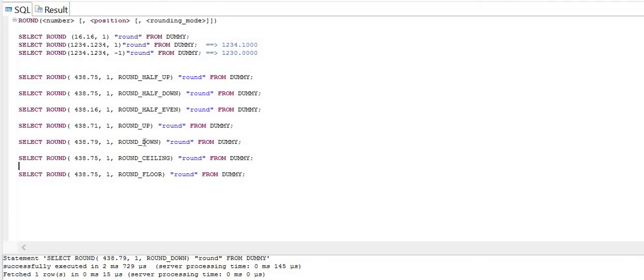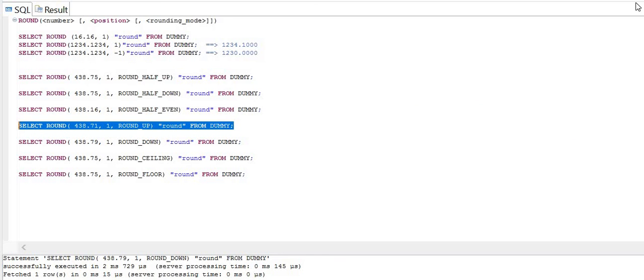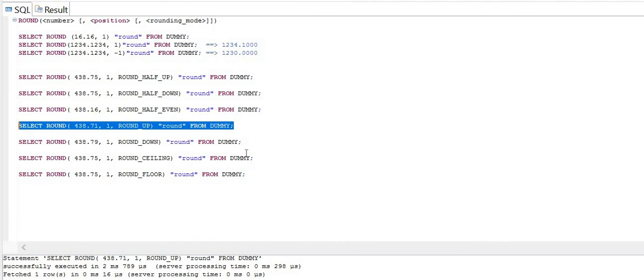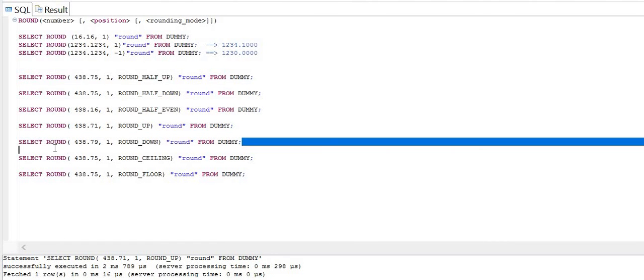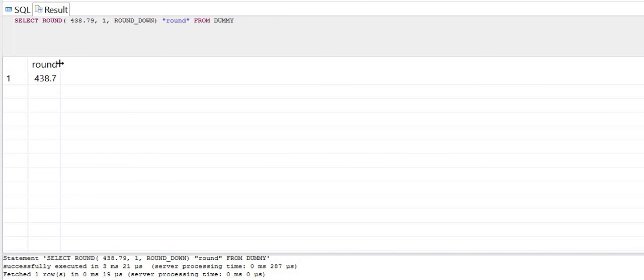And the next one we have is round up and round down. Round up is always rounded away from 0 to the larger round figure, and the opposite one is round down. So if I execute this round up, we are going to see the result. It will be the next larger value away from 0. And coming to the next one, round down, here it will be 7. So it is rounded towards 0.